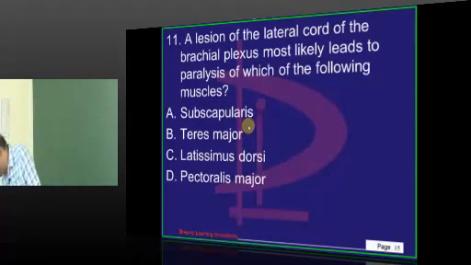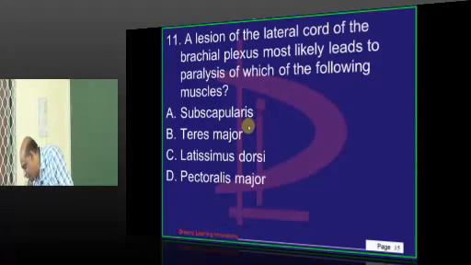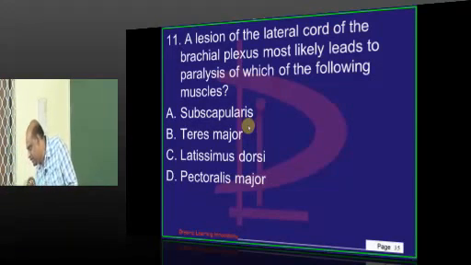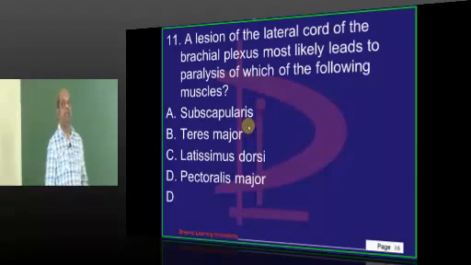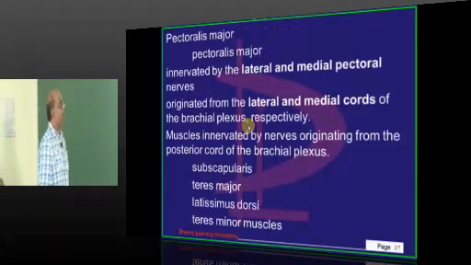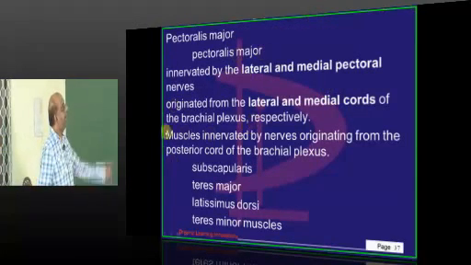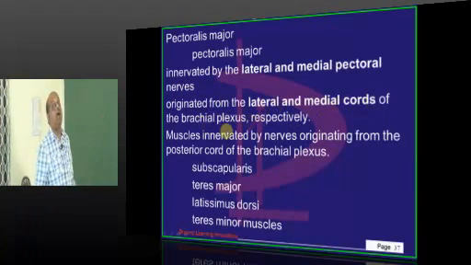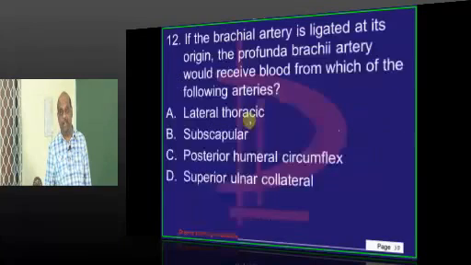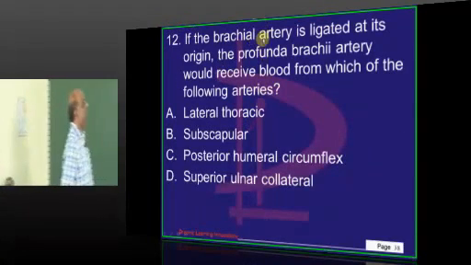So question number 11. Everyone is saying pectoralis major. Beautiful. Pectoralis major is innervated by the lateral and medial pectoral nerves, which originate from the lateral and medial cords of the brachial plexus respectively, is what needs to be remembered.